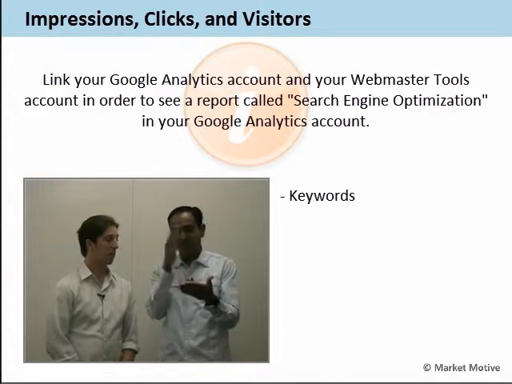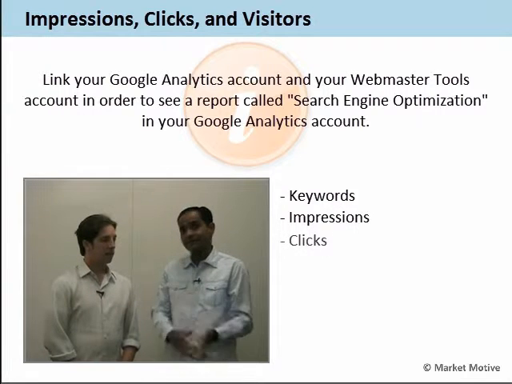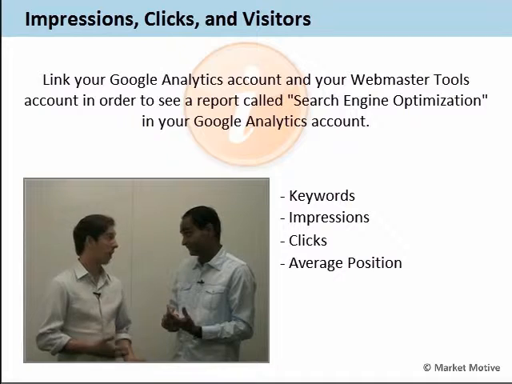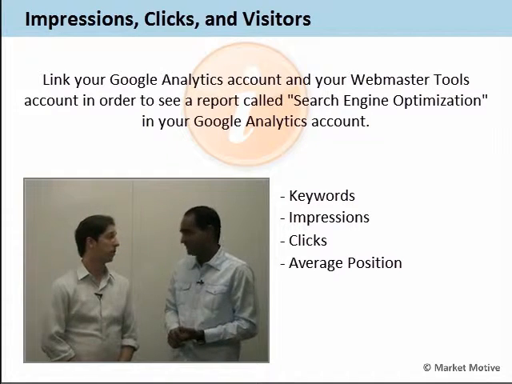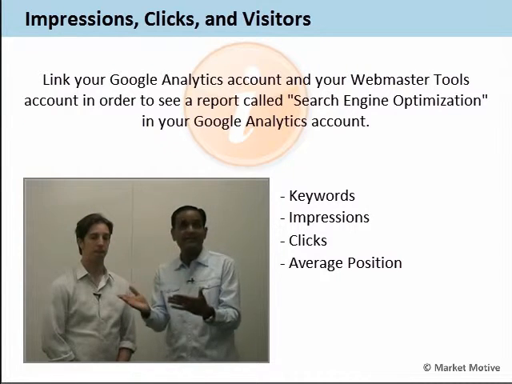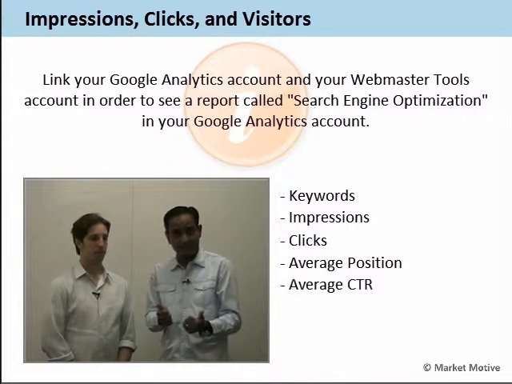So you get the keyword, you get the impressions, you get clicks, you get average position. And again, this is something you would not track your rankings through the tool. There you go. You have it now in Google Analytics, for google.com at least. Yes. And the last one is your average click-through rate. So that's a brand new report.